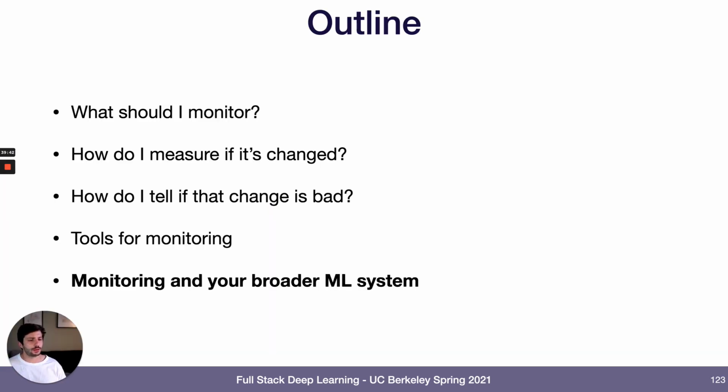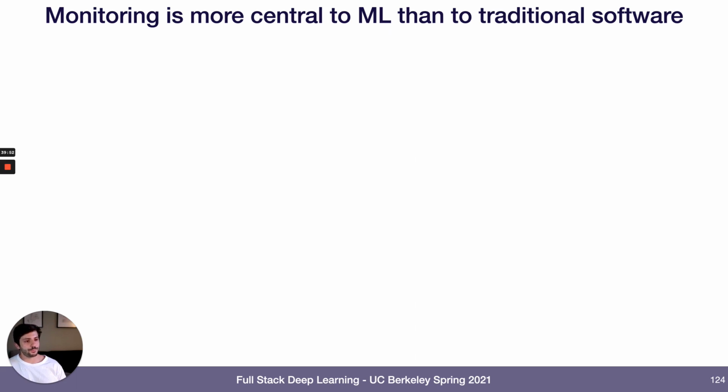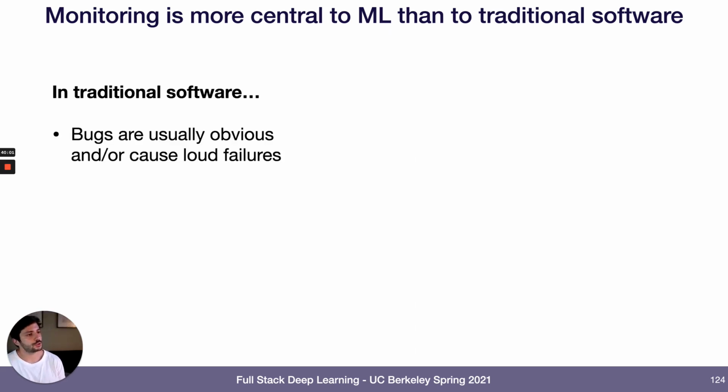The last topic on monitoring I want to cover is putting monitoring in the context of your broader machine learning system. When people think of monitoring in a traditional software system, they see it as useful for helping you catch bugs and catching when things go wrong in production. But those bugs are usually pretty loud failures. They're exceptions or events that are relatively easy to detect on their own.